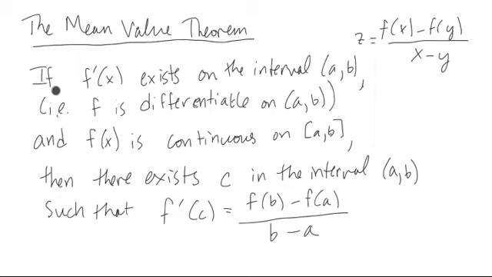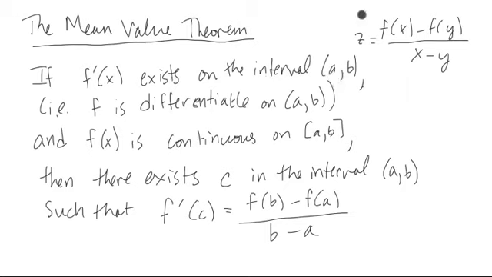Let's talk about the standard statement of the mean value theorem. It starts out by saying if f prime of x exists on the interval, and that's all we require. Notice in the last video, we said that we required that f prime of x was continuous on this open interval. Well, all we need is that it exists.